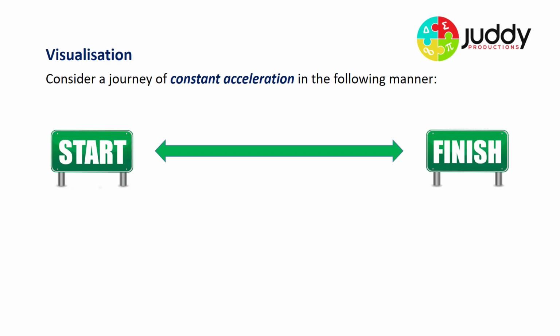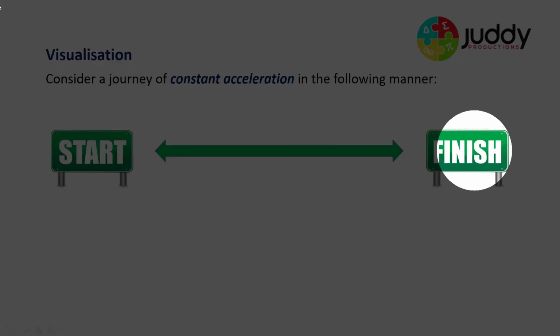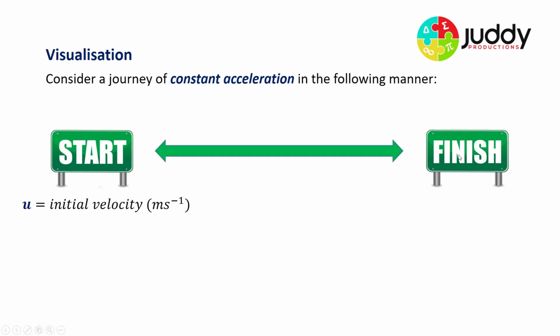A quick visualization. So consider a journey of constant acceleration in the following manner. Acceleration means an object can slow down, it can speed up, or if you like, an acceleration of 0 means it maintains a constant velocity. So here we have our starting position and our finishing position. At the start, we have an initial velocity.